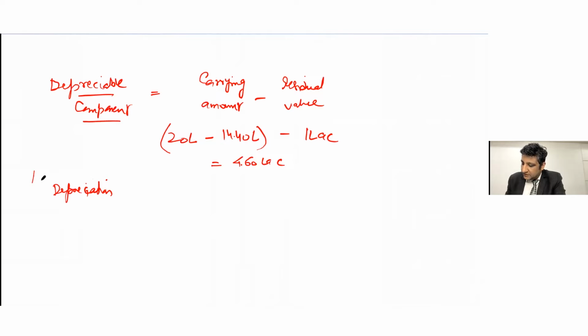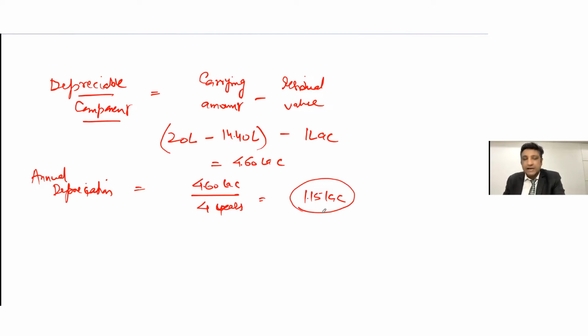Okay, now my estimate of revised useful life, which means that my annual depreciation will be the depreciable component, which is 4.60 lakhs, divided by 4 years, and that gives me my revised annual depreciation to be charged at 1 lakh 15,000 rupees, right?